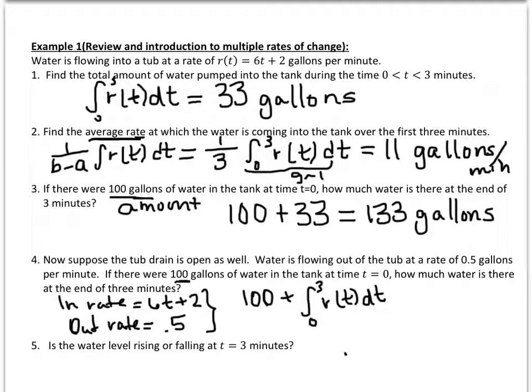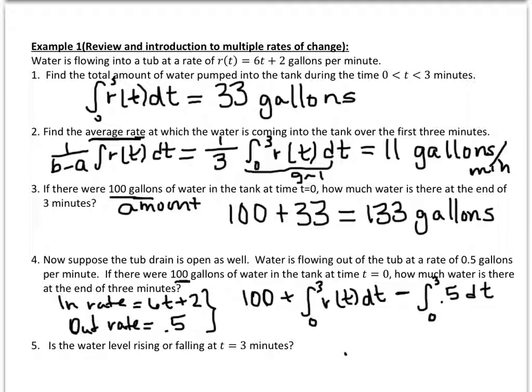Because R of t is a rate, so I have to integrate it in order to be finding the amount of water. Then I have to consider water going out, so I also need the total amount of water going out. Again, 0.5 is a rate at which the water is going out, so I need to integrate it in order to get back to an overall amount of water in the tank from 0 to 3.